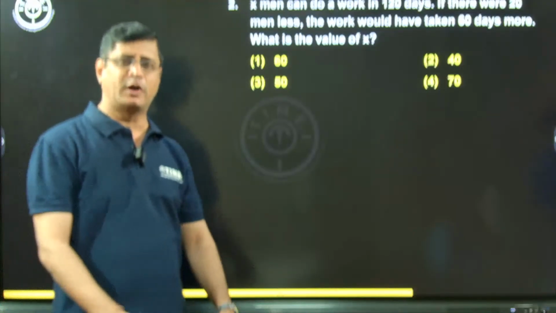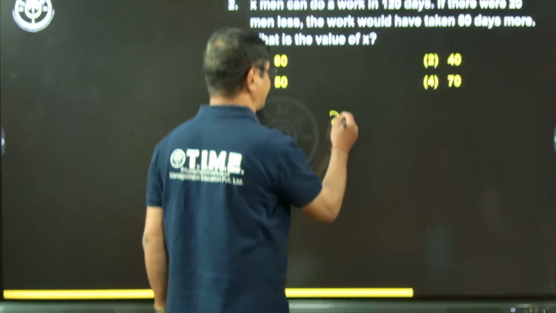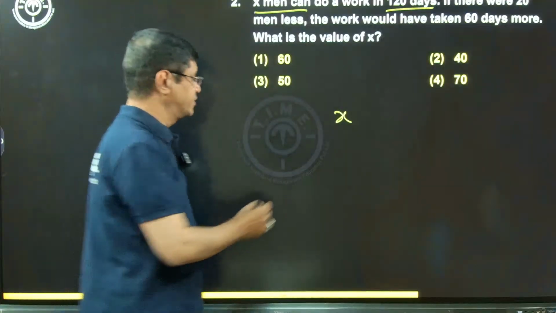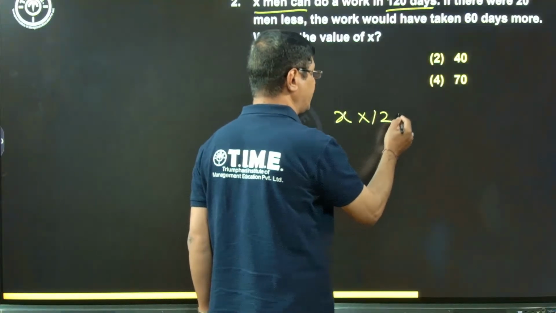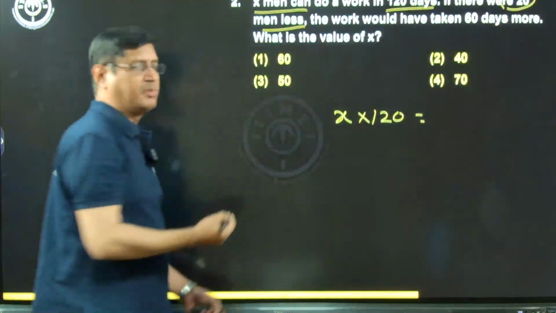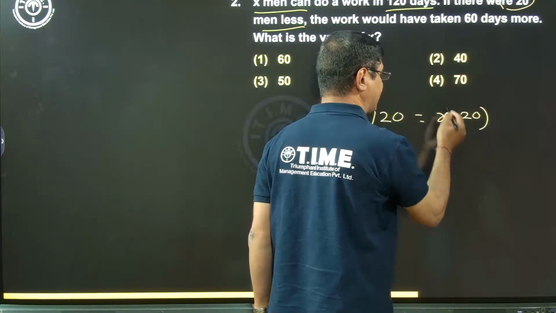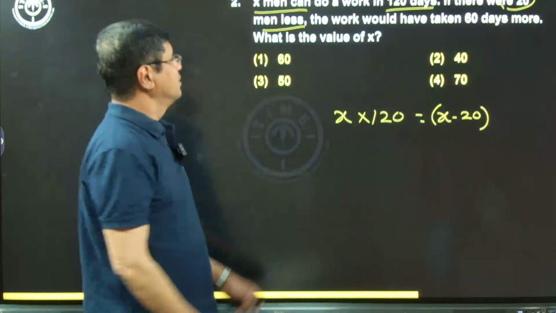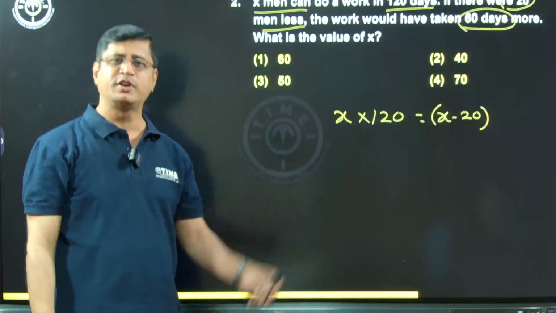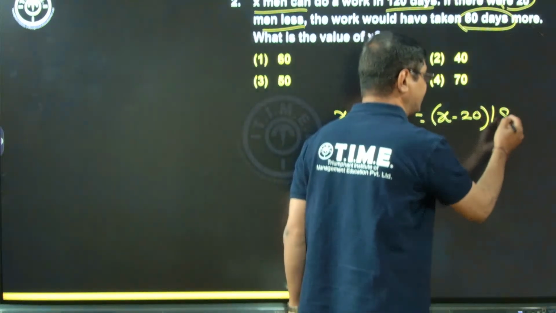Yes, my dear students, same formula. M1 D1 is equal to M2 D2. X men means the number of men is X. How many days? Here, 120 days. So X men can complete a work in 120 days. Then if 20 men were less, means the number of men is less by 20, so M2 is equal to X minus 20. What happened? The work would have taken 60 days more. 60 days more means 120 plus 60, that is 180 days.